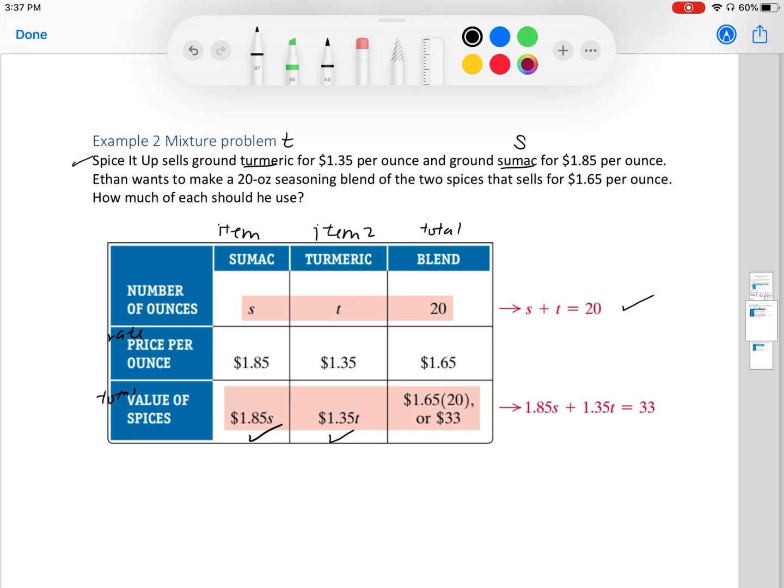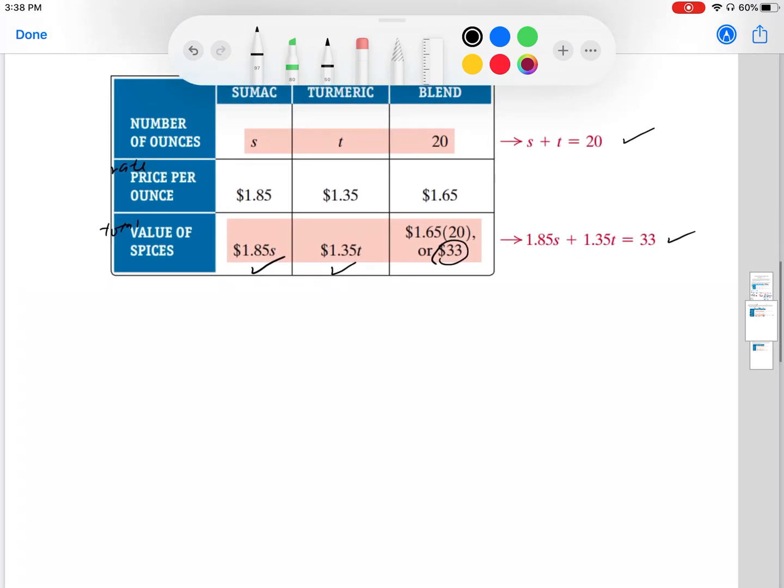That price per ounce is $1.65. But we want to make a 20-ounce mixture, so we need to multiply 1.65 by 20 to get 33. That helps us create our equation. So our system is made up of S plus T is equal to 20 and 1.85S plus 1.35T equals 33.